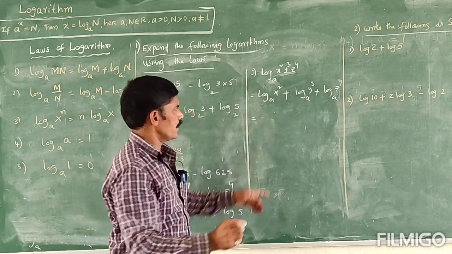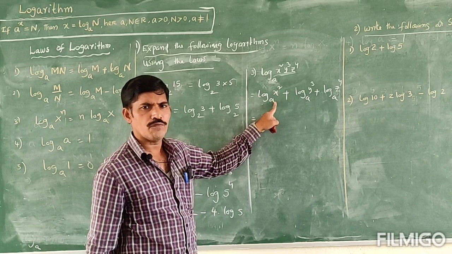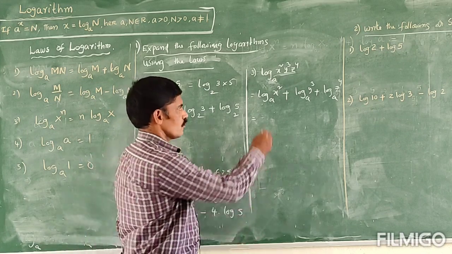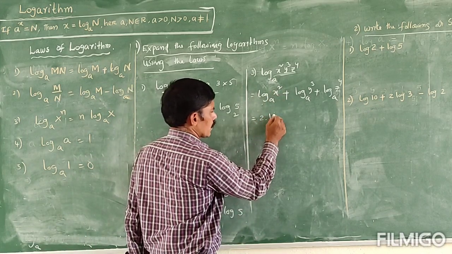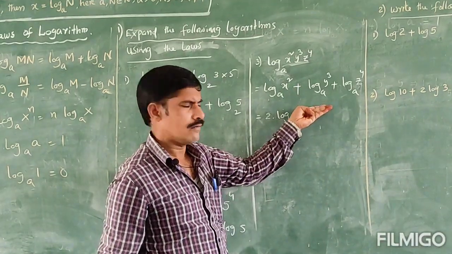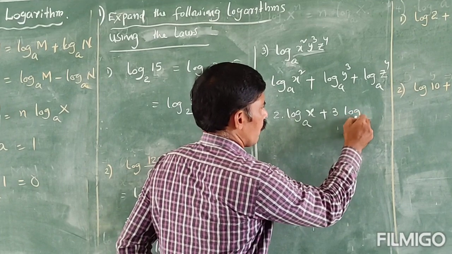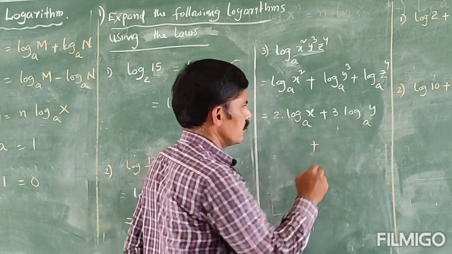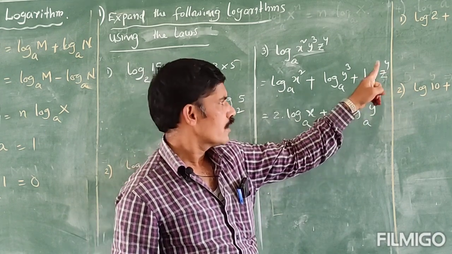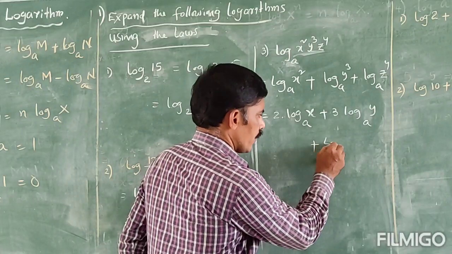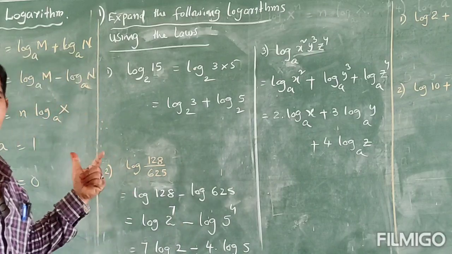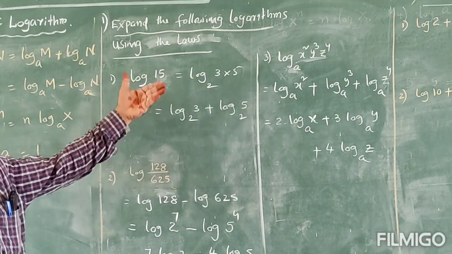Now again, here it has some power. We can use the third formula. Log x power n to the base a is equal to n into log x to the base a. So we can write it as 2 into logarithm of x to the base a. Now how can we write it? 3 into logarithm of y to the base a plus this one. You try how log z to the power of 4 to the base a can be written as 4 into logarithm of z to the base a. In this way, using laws of logarithms, we can expand given logarithms.